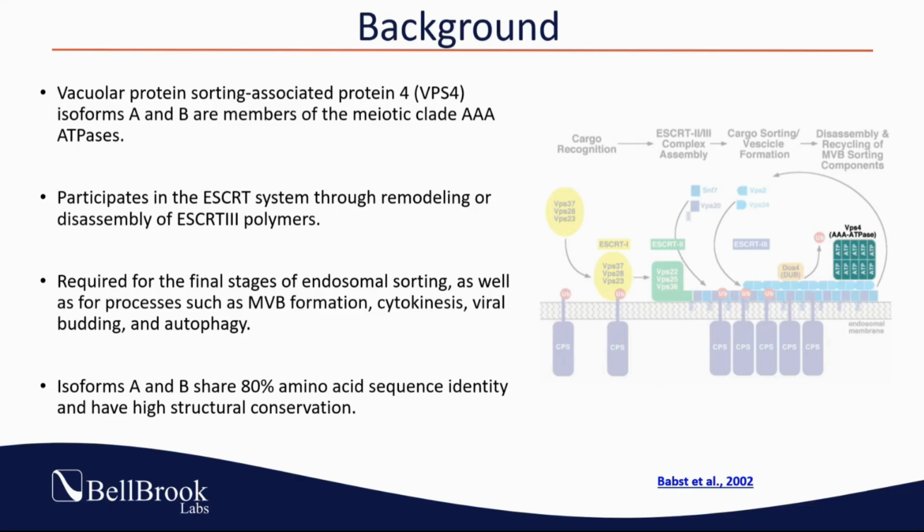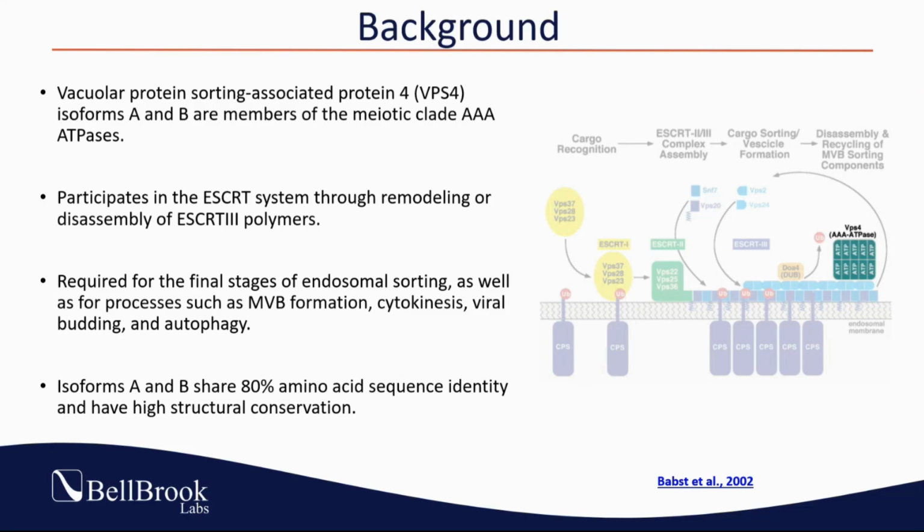In brief, vacuolar protein sorting associated protein 4, VPS4A, or VPS4, has two isoforms, A and B, and they are members of the meiotic clade AAA ATPases, which is a large family of ATP hydrolyzing enzymes. The full name is ATPases associated with diverse cellular activities.